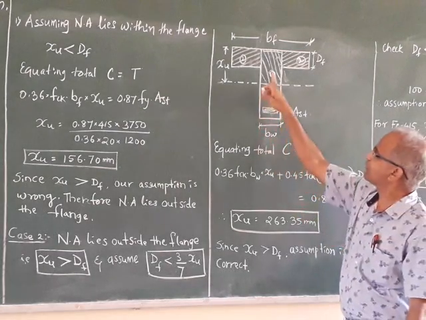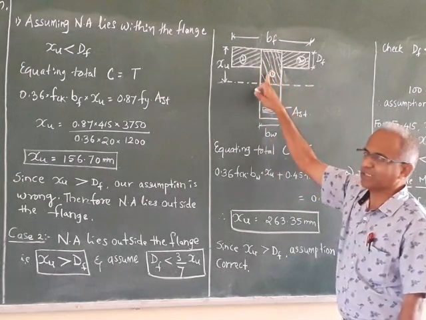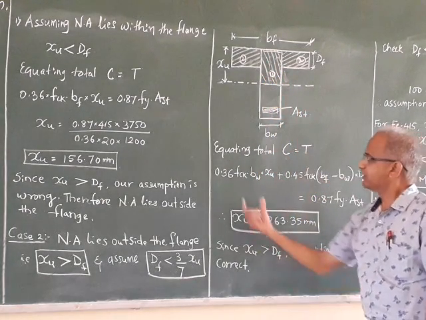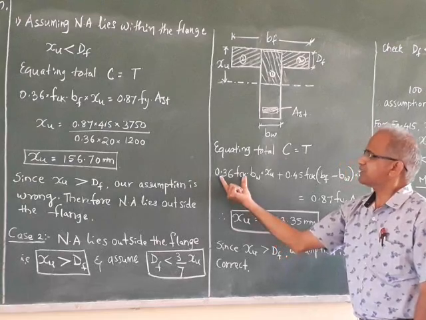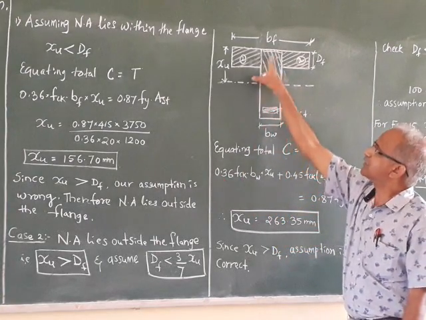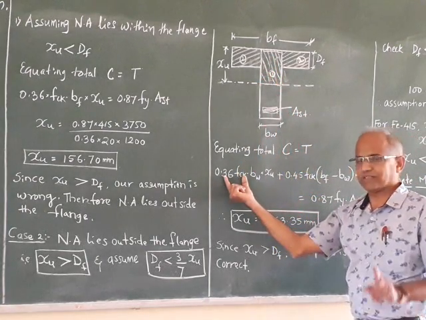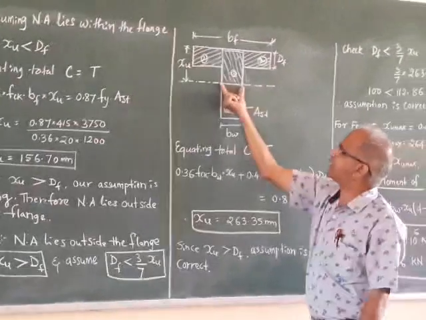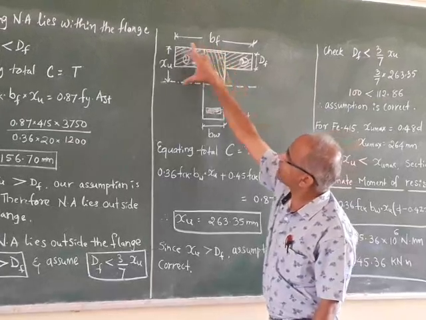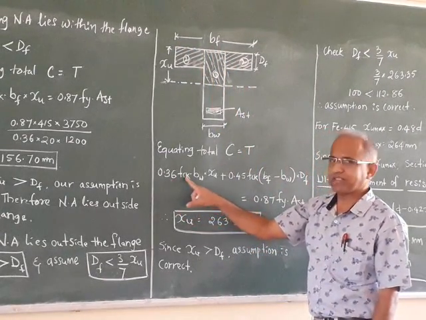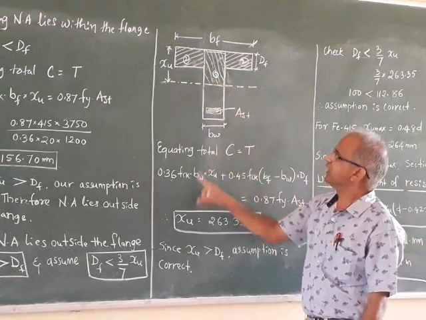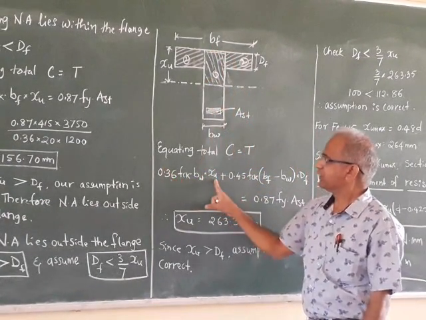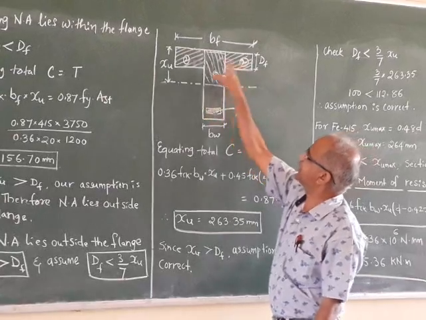Now what is C1? Or total compressive force in this rectangle 1. Again force is stress into area. Stress is 0.36 FCK in this portion. 0.36 FCK is the stress. Area of this one is what? This is BW, and this is XU. So 0.36 FCK is the stress, and area is BW into XU.